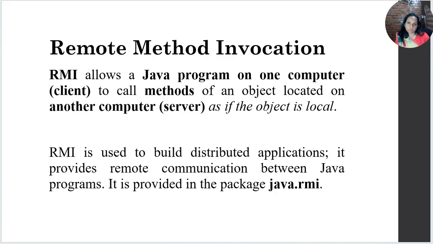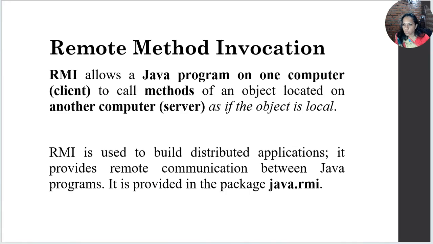Remote method invocation, RMI, allows a Java program on one computer to call methods of an object located on another computer as if the object is local, that is client server. The client is requesting and the server is servicing the request. RMI is used to build distributed applications. It provides remote communication between Java programs and it is provided in the package java.rmi.